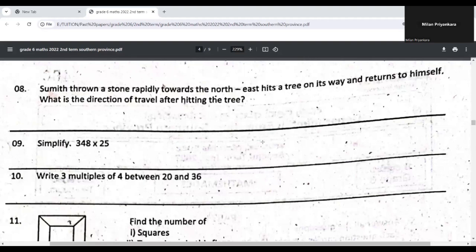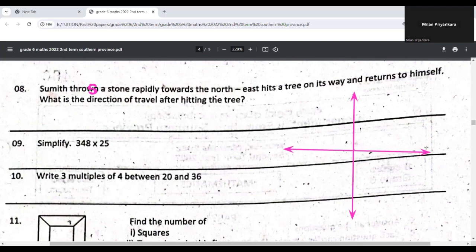Okay, let's take question number 8. In this one, Sumit throws a stone rapidly towards the north. Actually, it has been shown as thrown. It has to be throws. Right? It's a kind of grammatical mistake. So in this one, Sumit throws a stone rapidly towards the northeast. Right? Actually, this is a direction problem.